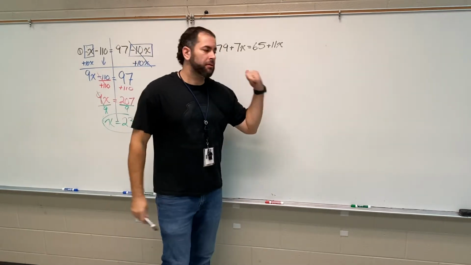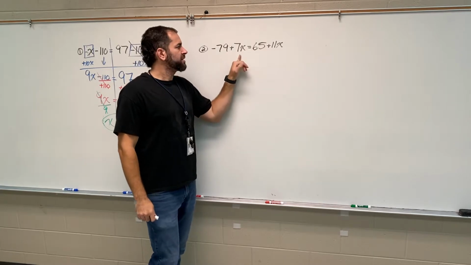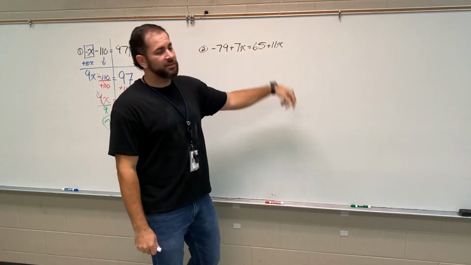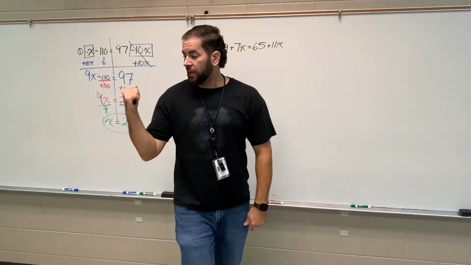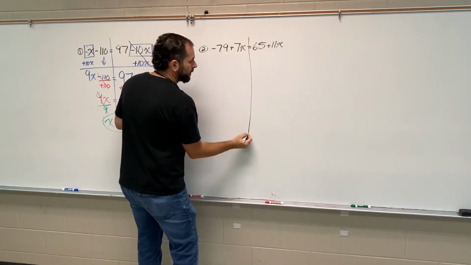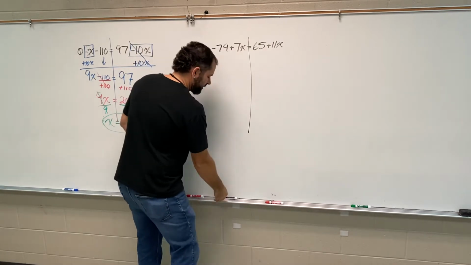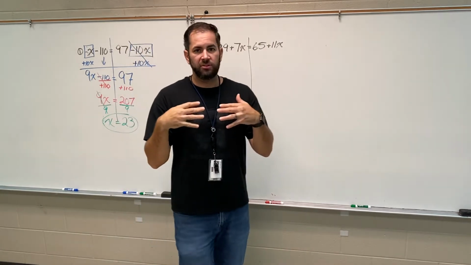All right, here we go with number 2. Number 2, we got negative 79 plus 7x equals 65 plus 11x. So just like on problem 1, we're going to draw that line right through the equal sign, so that way we can stay balanced on both sides. All right. First step, again, I want to get those variables together.